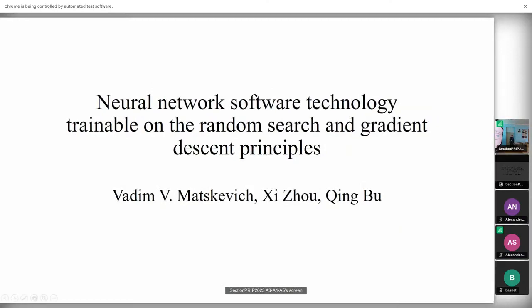So, what are neural network software technologies trainable on the random search and gradient descent principle? This report is a compilation of over 4 previous reports, but some of them lasted more than half an hour, and it also contains new material, so it will be very interesting. Next slide.